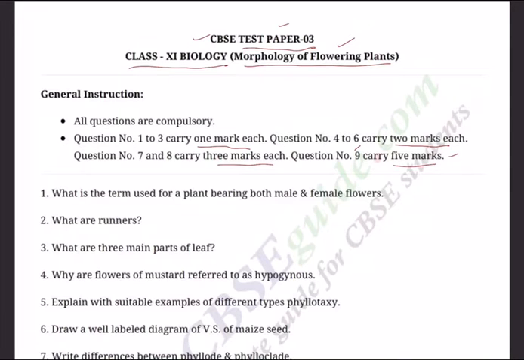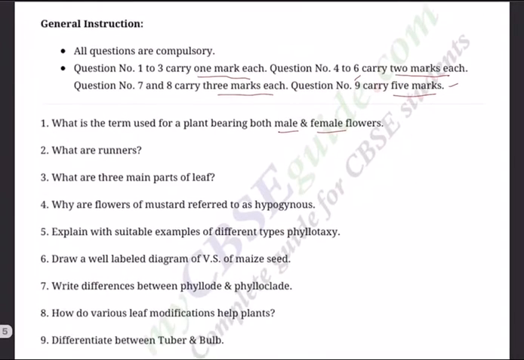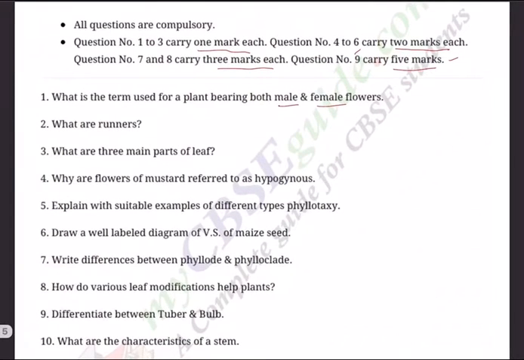Question number 1, what is the term used for plant bearing both male and female flowers? Next, what are runners? Question 3. What are the 3 main parts of leaf? Question 4. Why are flowers of mustard referred to as hypogynous? Explain. Question number 5. Explain with suitable examples different types of phyllotaxy.